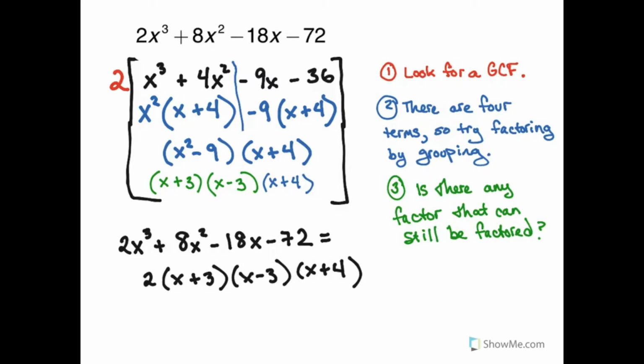One thing that you can check when you've done a big factoring like this is to make sure the first term is going to work out. So I have an x times an x times an x is going to give me an x cubed, and the 2 outside will give me the 2. So it looks pretty good.